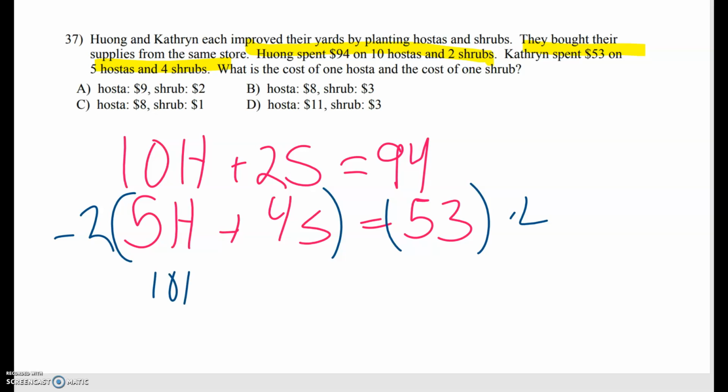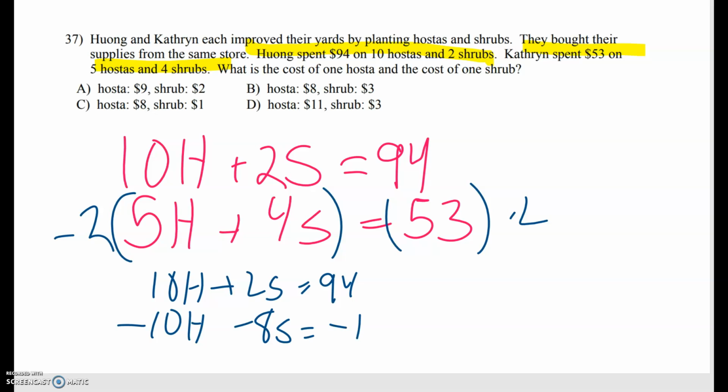So we get 10H on the top plus 2S equals 94. That's going to stay the same. The bottom becomes -10H, -8S, and then that would be -106.